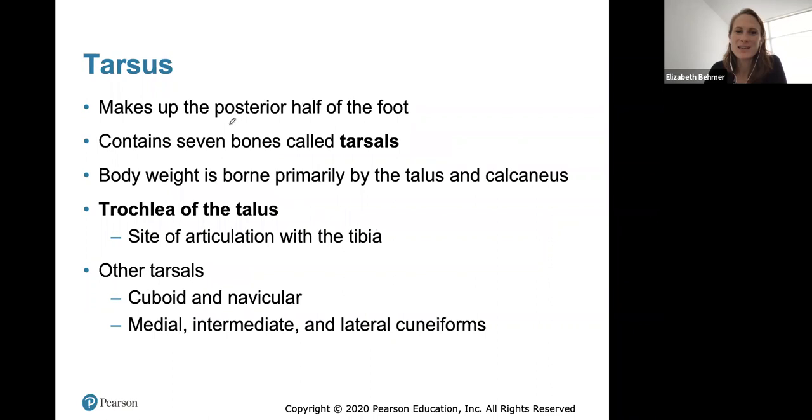The tarsus are the ankle bones. There are 7 bones of the ankle. You do need to know all of them. The trochlea of the talus is where the tibia sits. Other tarsals are located here, and you do need to know all of them.